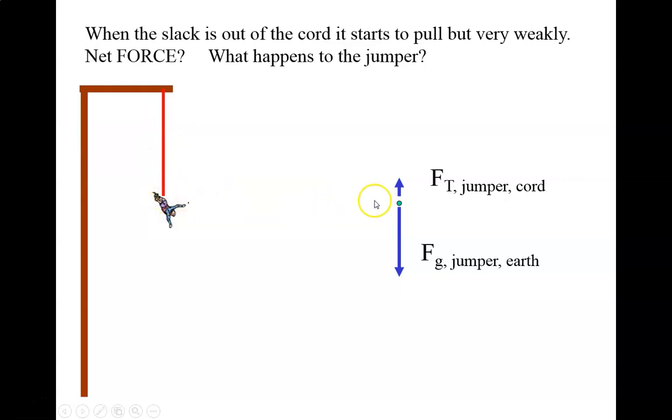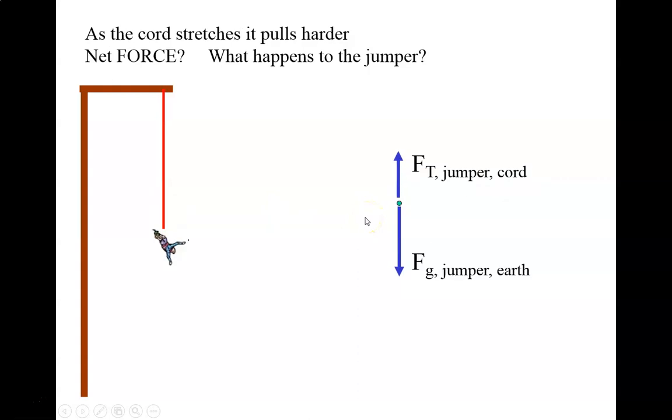Okay, so now he starts to stretch out the cord a little bit. He's traveling down, and he gets to the cord and he starts to stretch it out a little bit. Force of gravity's down. There's a tension between the jumper and the bungee cord. What happens to the bungee jumper's speed? Well, he's traveling down. What's the direction of the net force? Down. What happens if you're moving in the direction the net force pushes you? You speed up. So the bungee jumper continues to speed up.